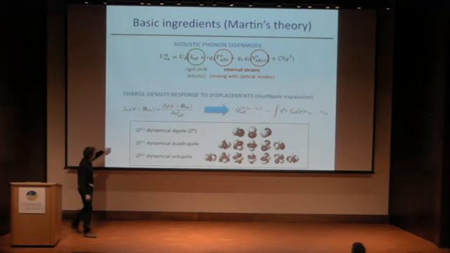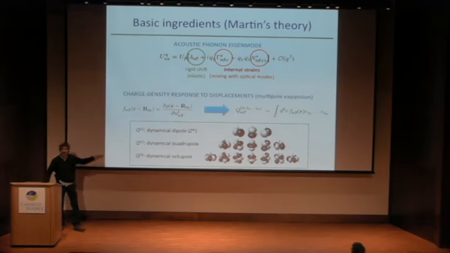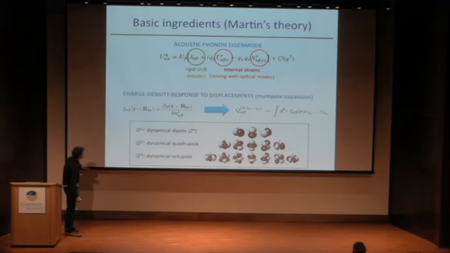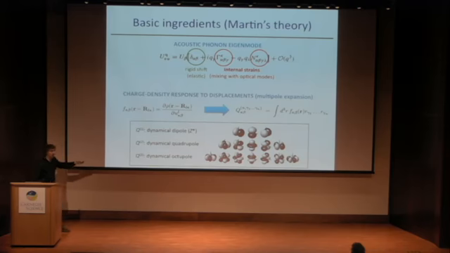At order Q1, of course, you have the Z star, the Born effective charge tensor, which is essentially the dynamical dipole induced by the atom. But for electromechanical effects, you need to go to higher orders in the multipole expansion. You need to consider the quadrupole, and for flexoelectricity, the octupole.